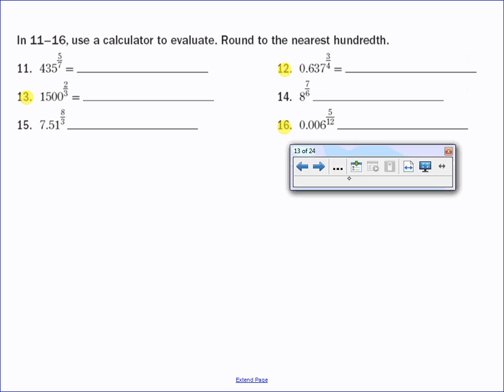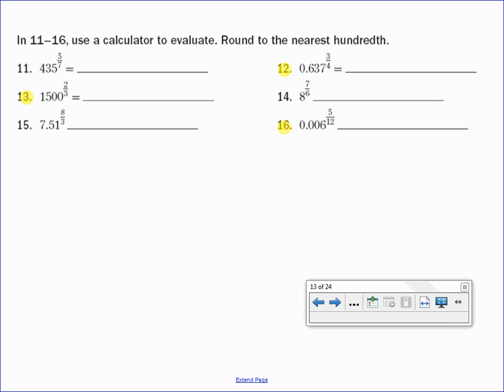And let's keep the party going. We can also use our calculator to evaluate expressions. And so for these, we just want to make sure we're using exponents. And our 2/3 is all up in the exponent. So let's just do 13. That would be 1,500. Everybody on your calculator, 1,500 to the parentheses 2/3.